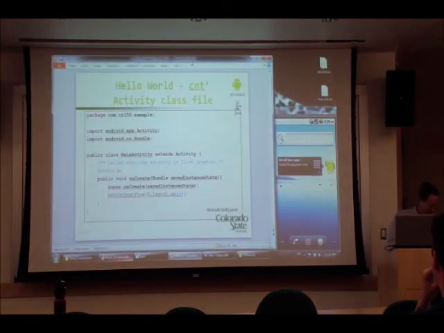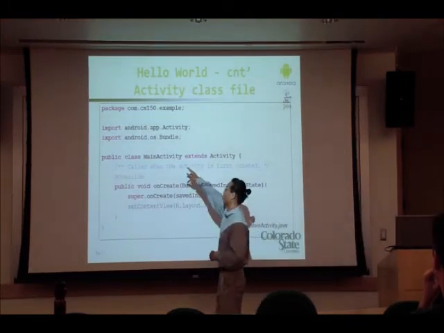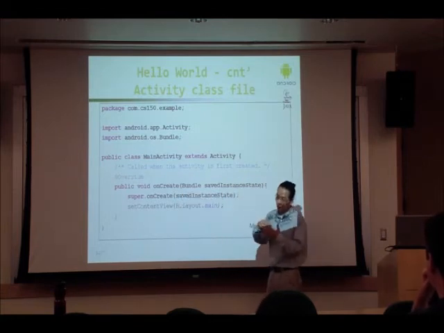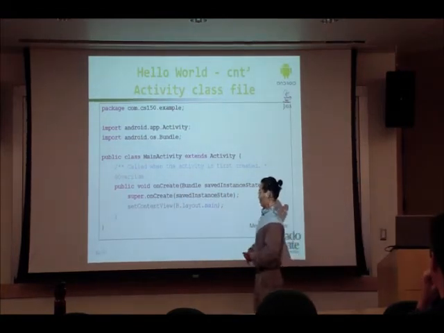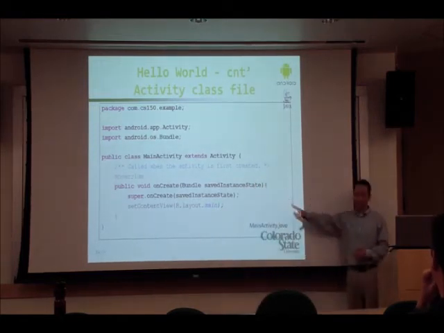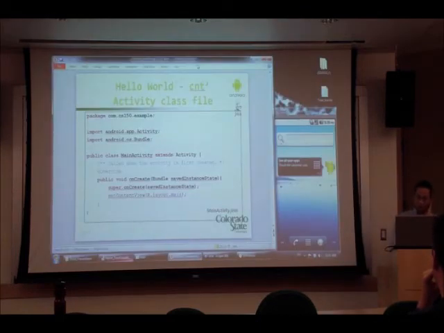So, this is the main activity for Hello World. As you can see, we have the onCreate method, which is the entrance point, like main in C. And it says that we are using main.xml as a layout. This is also created automatically. So let's create Hello World in Eclipse now.